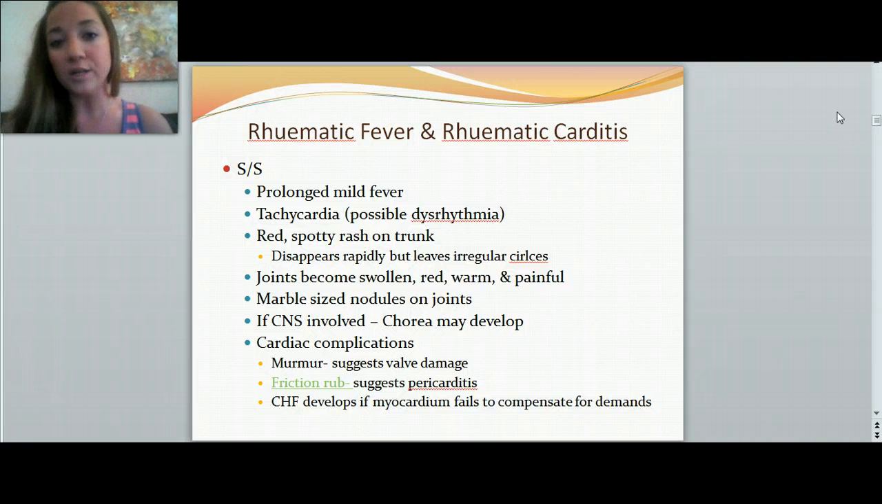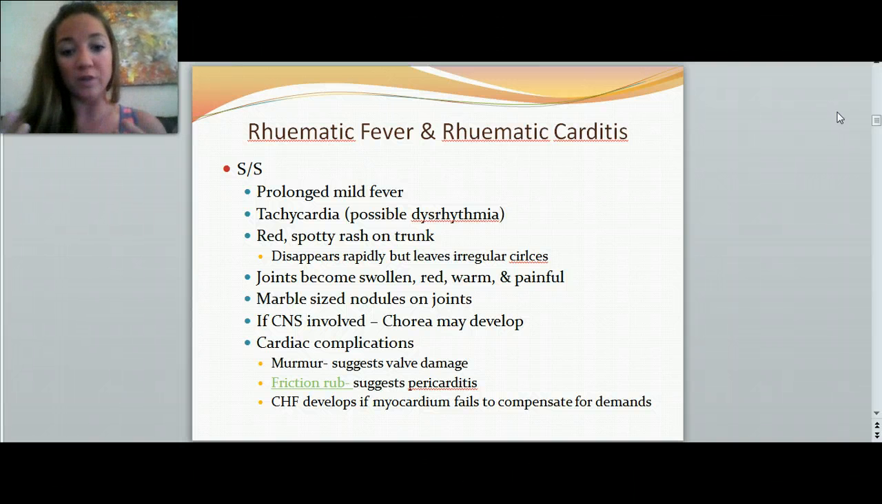One of the hallmark signs and symptoms of rheumatic fever and rheumatic carditis is a red spotty rash only on the patient's trunk. Okay, and it's very distinct. You really will be able to tell what it is, but it's a red spotty rash just all over their abdomen. It usually disappears rapidly, but it leaves these irregular circles all over their abdomen. Their joints become swollen, red, warm, painful, and they even might develop some nodules on their fingers and their joints.